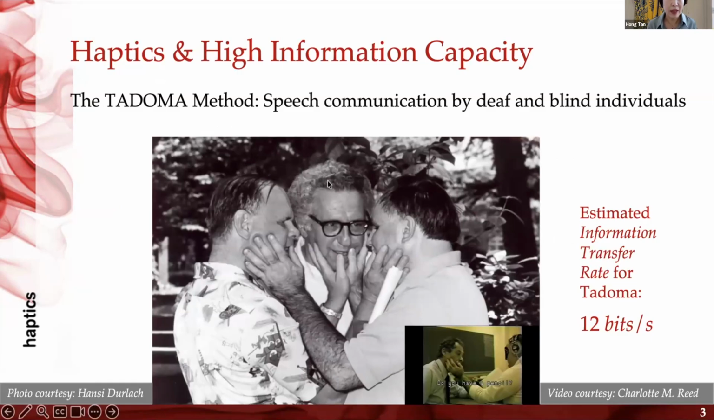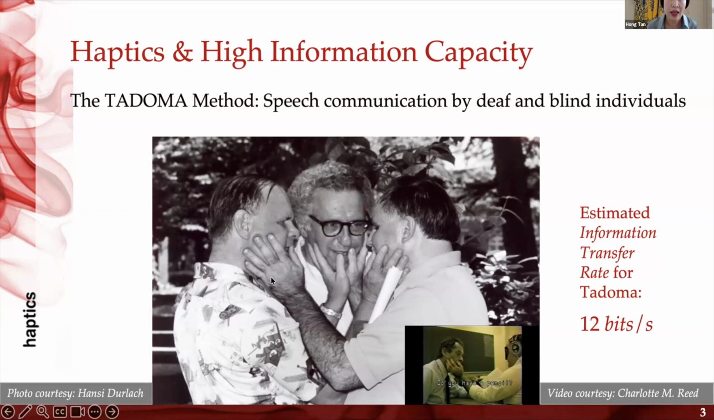So I want to start with an existence proof with this photo. In the middle is my dear late advisor, Nat Durlach. He has normal sensory capability. He's having a three-way conversation with two gentlemen who are both blind and deaf. So they cannot see, they cannot hear. And the way they're having a conversation is by placing their hand on a talking face.